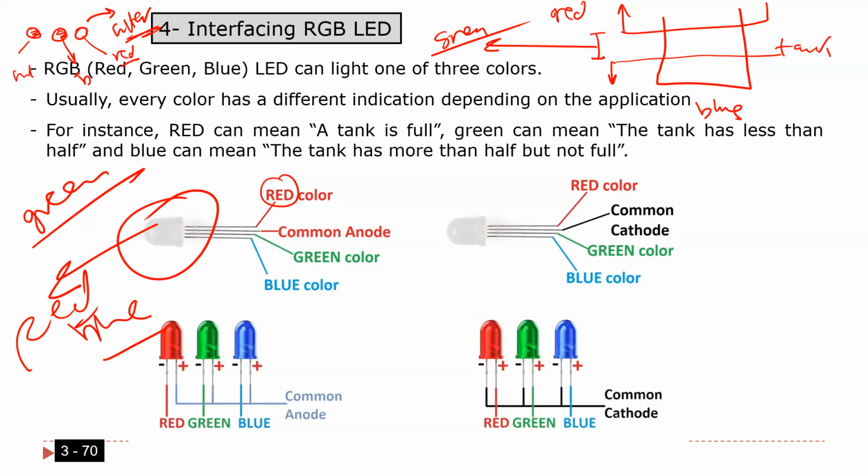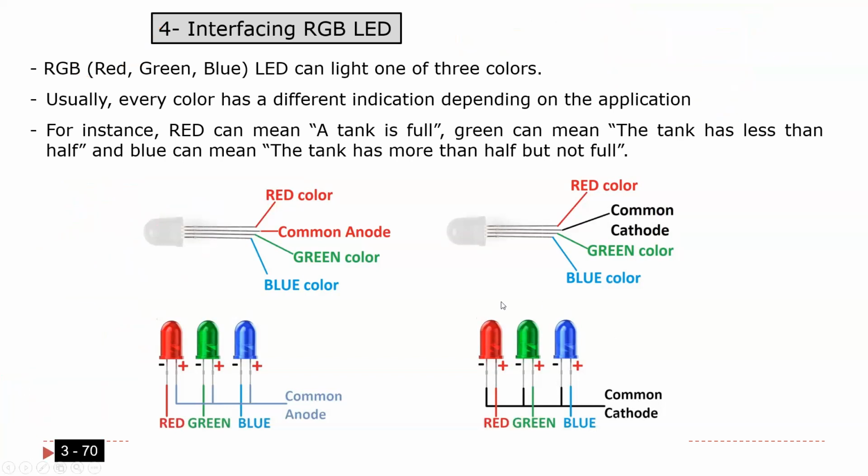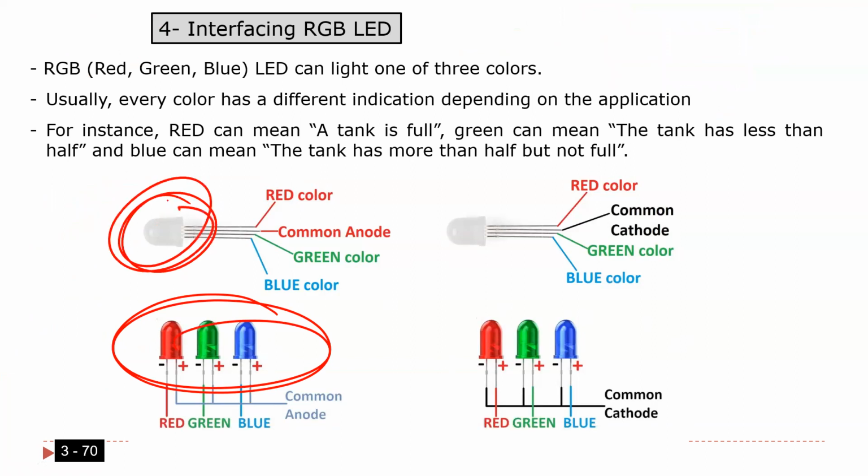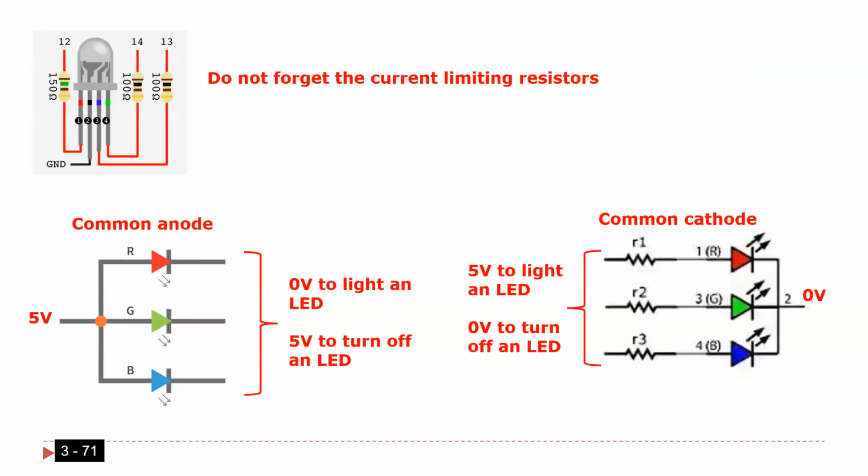So now how can I use it? Is it difficult to use? No, it's very easy, similar to what we did in this course in many places. First of all, if you buy it, we have two types of them. One of them is called common anode, and the other one is common cathode, okay? Here, I represent it like three, but actually it's only one device. You are going to see it as one device. It looks like three, but it's not three, it's only one device, okay?